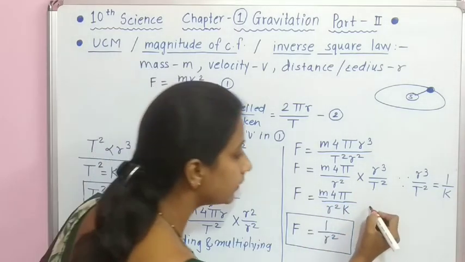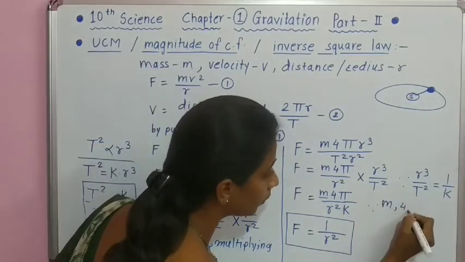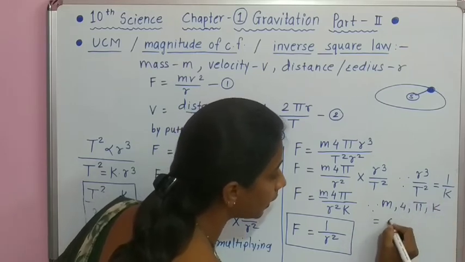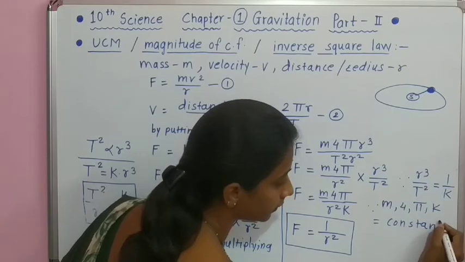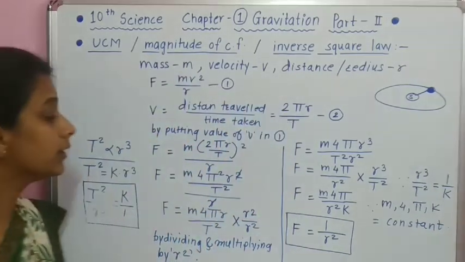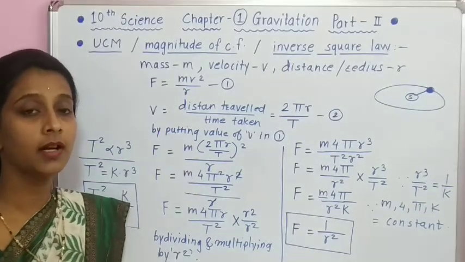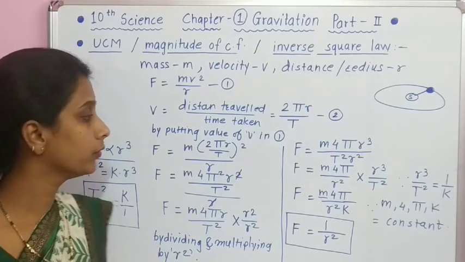So let us write the reason here: m, 4 pi and k, all these are constant. So this is the inverse square law, which was formulated by the scientist Newton. So remember this.